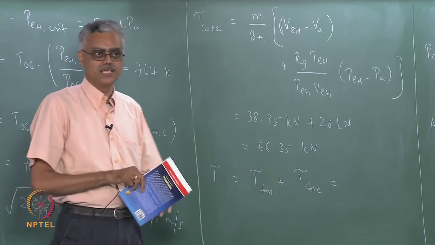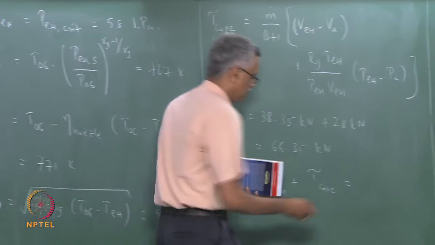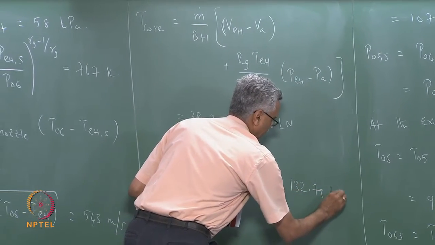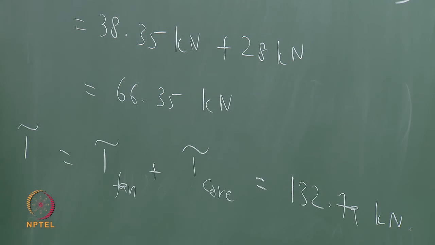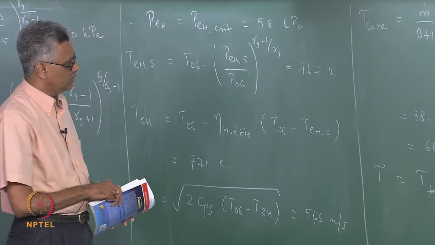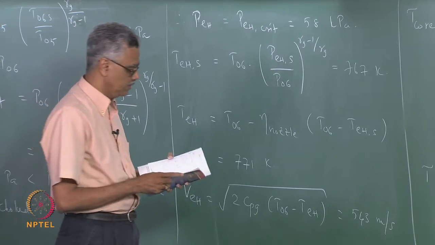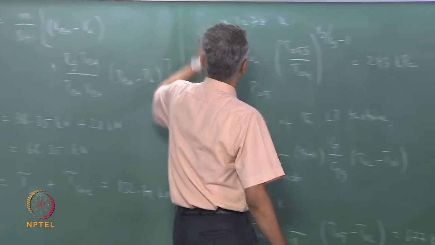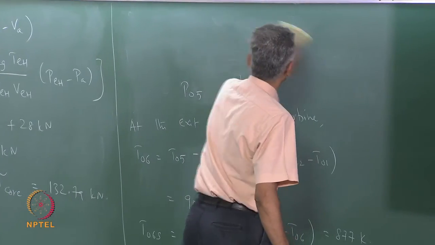Now they appear to be the same, okay, but the overall thrust itself reduces to about 132.79 kilonewton, okay. So the thrust has gone down from 229 kilonewton to 132.79 kilonewton. Let us calculate the mass flow rate of fuel and then we will compare our numbers with the book values.